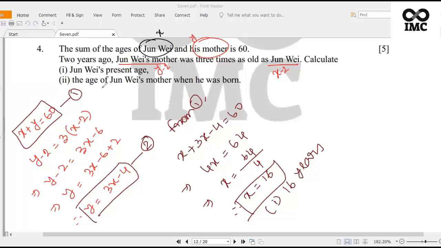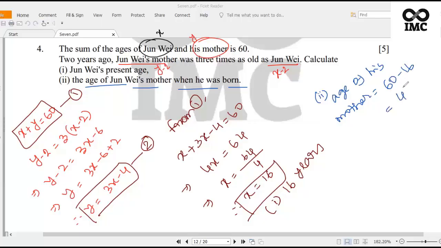Now the question says the age of Jun Wei's mother when he was born. So we can say age of his mother right now, that means it will be 60 minus 16. Okay, so 60 minus 16, that will be 44. This is the present age of his mother.